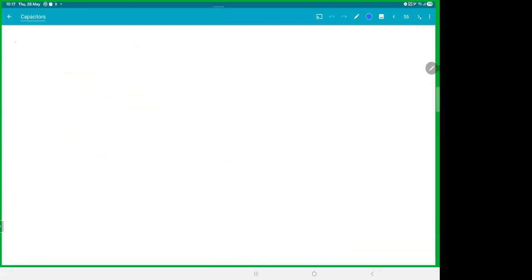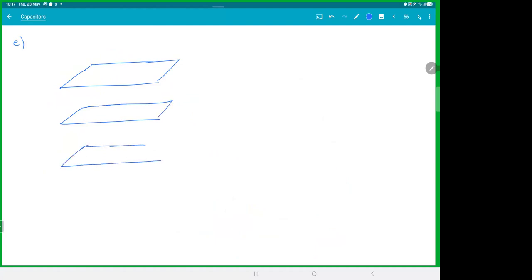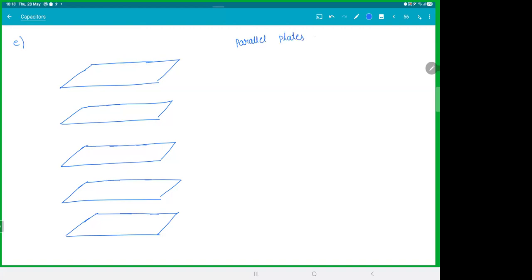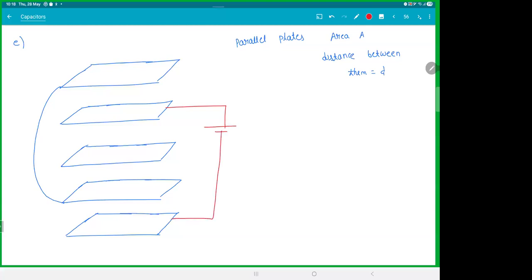Let's see one more. Let's say we have 5 parallel plates, area A, distance between them is D. You connected this wire and this wire, and you connected a battery between this guy and this guy. Find C equivalent.